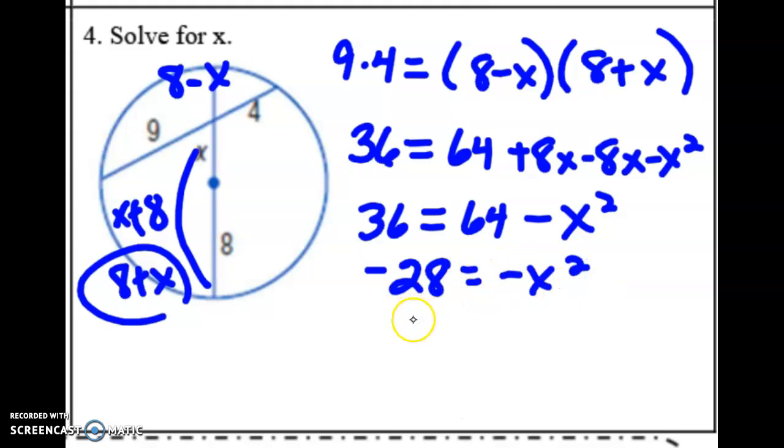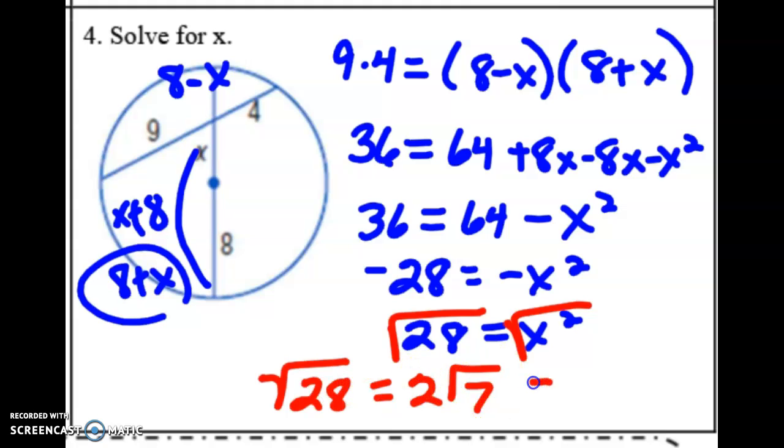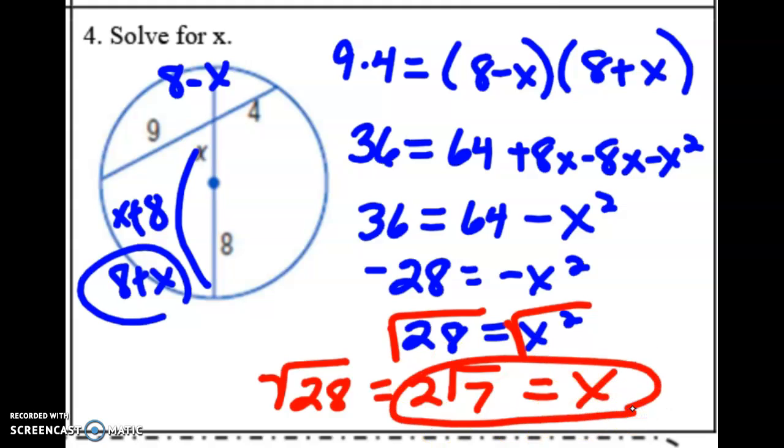Divide both sides by negative 1. Again, I'm going to take the square root, and you do normally have a plus or minus, but because we're dealing with the length, we're only going to have the plus. So we get the square root of 28, which we know is 2 root 7. Okay, so our answer is 2 root 7.